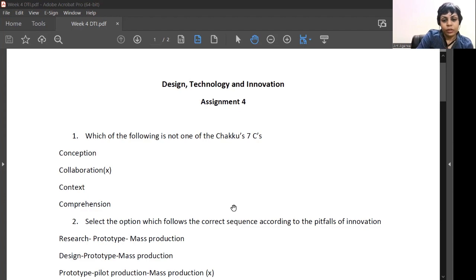But if you see in this question, the conception part is definitely a part of the design process. So conception is definitely there. Collaboration is not a part of it, because we're talking about the design flow, the design process, and it does not mean that you should not collaborate, or that collaboration is not needed.